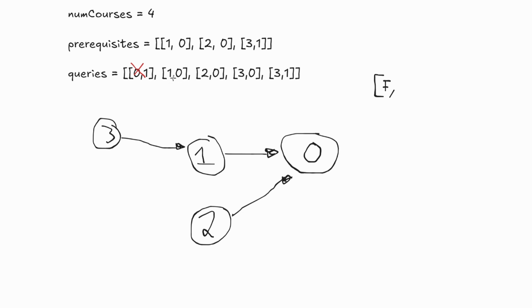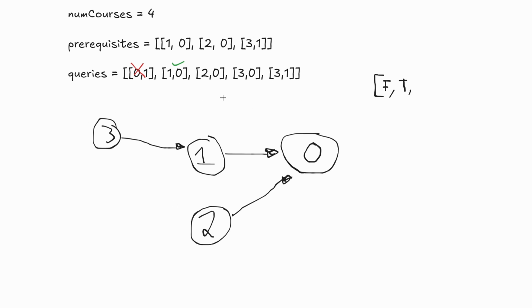So here it's going to say, is 1 a prerequisite of 0? So we look at 1 here and we look at all of 1's prerequisites. So 1 has a prerequisite directly to course 0. So it's a direct prerequisite of course 0. So we know that that is going to evaluate to true because we look at course 1 and we see that it points to course 0, so it's direct. So that's going to evaluate to true in that case. We're going to keep building up our result array.